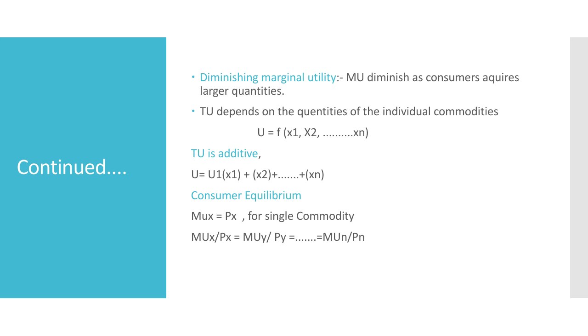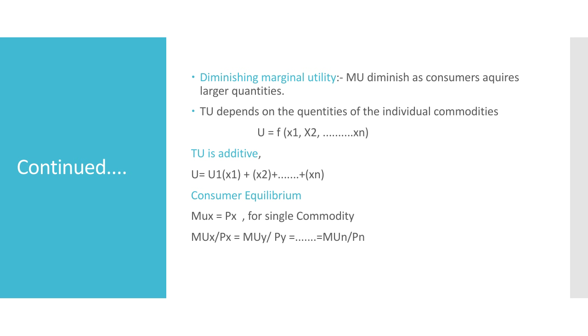Further, total utility basically depends on the total quantities that we have consumed. The functional form may be that utility is equal to a function of the consumption of good x1, good x2, up to good xn. So total utility is additive. It means whatever utility we have got from consumption of x1 goods and the consumption of x2 to xn goods, utility becomes a function of all the individual utilities that we have got after the consumption of all the commodities.